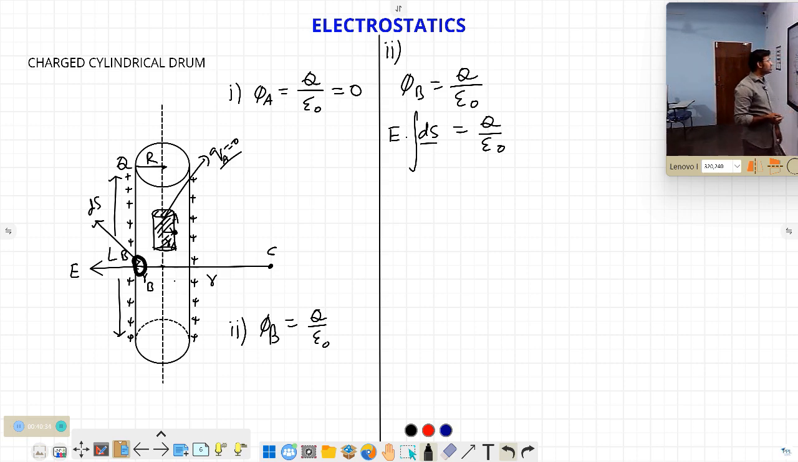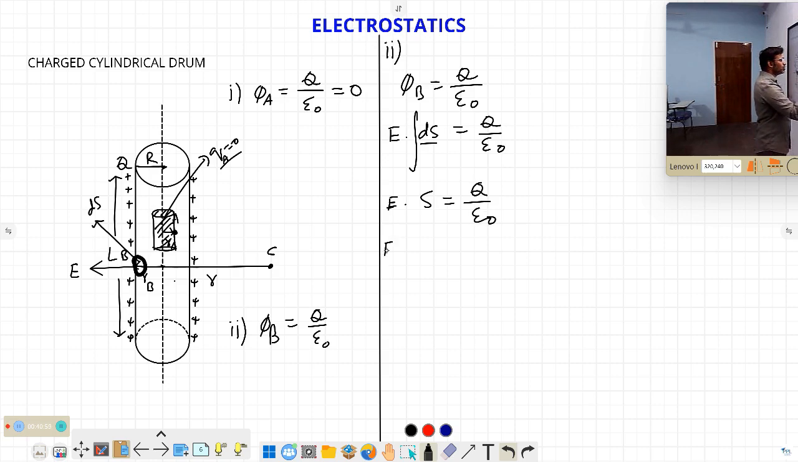If you observe this body, the charges are only on the curvature. If you say this is the cylindrical surface, on this curvature only the charges are present. According to that, the surface area of the cylindrical surface you have to take: E into the integral of ds over the surface S is equal to Q by epsilon naught.